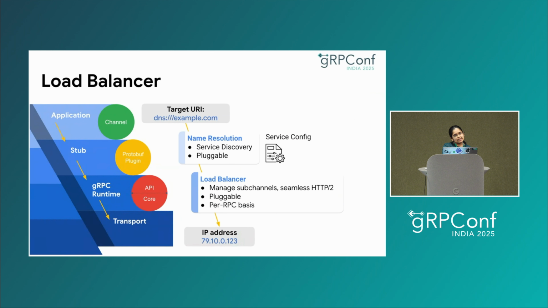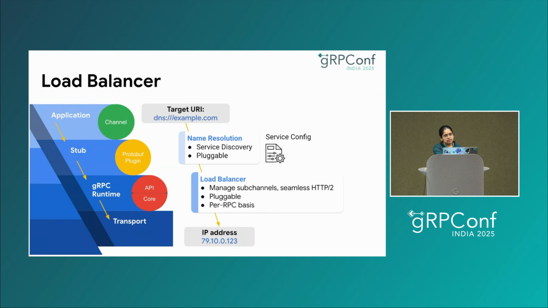Once the name resolver does its part, it returns something called a service config to the next component, which is the load balancer. This service config is nothing but a blob of data that tells the gRPC runtime exactly how to initiate connections and balance requests between them. So the load balancer manages sub-channels, open connections towards the backend services, and distributes the requests among each backend server based on the service config.